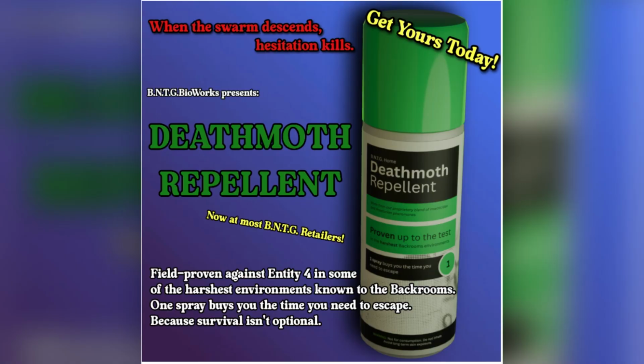Today I'll be reading Backrooms Entity 4, Deathmoths. Habitat: multi-level, migratory. Properties: insectoid, hive mind, aggressive. When the swarm descends, hesitation kills.